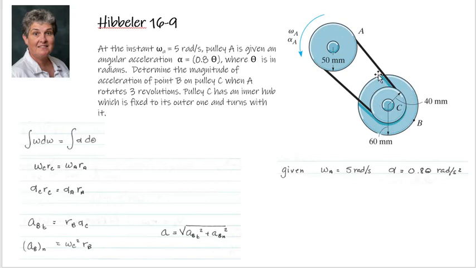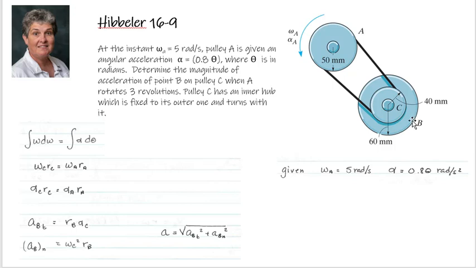pulley to turn. So what we're going to try and do here is, at the instant when we're given an omega, our angular velocity, and we're given that it's 5 radians per second, we're also told that it's got an angular acceleration of 0.8 theta, where theta is in radians, and we want to determine the magnitude of the acceleration of point B when A has rotated 3 times.